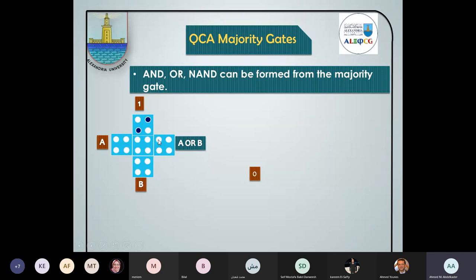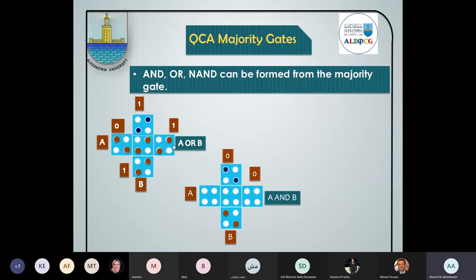The majority gate can work as an OR gate in case of assigning one of the inputs to positive polarization, binary logic 1. If the two inputs A and B are 0 and 1, then the device cell will get polarization positive 1, binary logic 1, due to the Coulomb interaction between the three QCA cells, which will force the two free electrons to become in the right corner, representing the output 1.